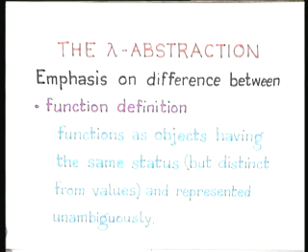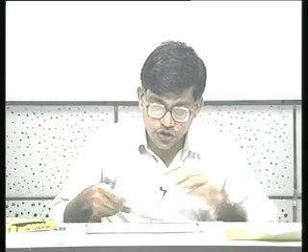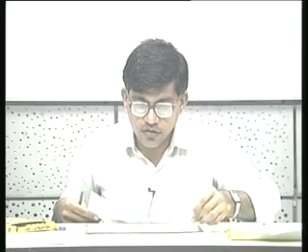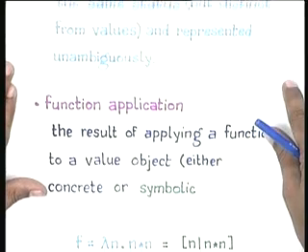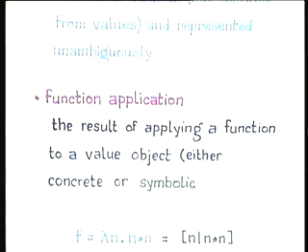So, we have to differentiate between function definitions and functions as objects having the same status but distinct from and represented unambiguously. So, functions and values should have the same status. And secondly, you should be able to define function application in a domain independent fashion and in as symbolic a manner as possible.